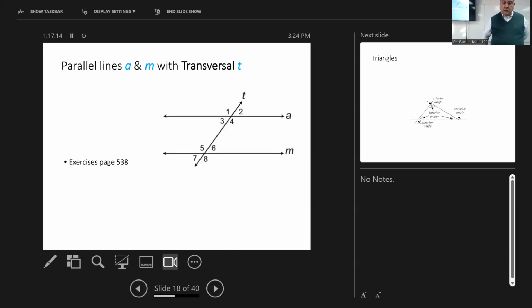Here, you see, we have two parallel lines, line A and line M, and then line T crosses them, and that creates eight transversal angles. The characteristics of these that help you in exam quizzes, for example: angle 2 and angle 3 are equal. 1 and 4 are equal. 6 and 7 are equal. 5 and 8 are equal.